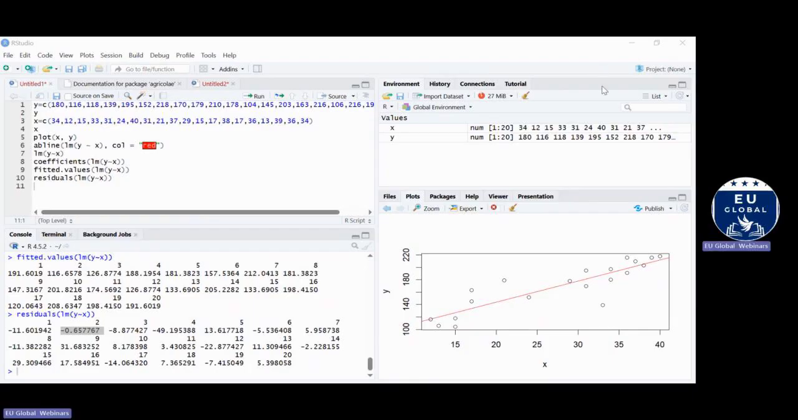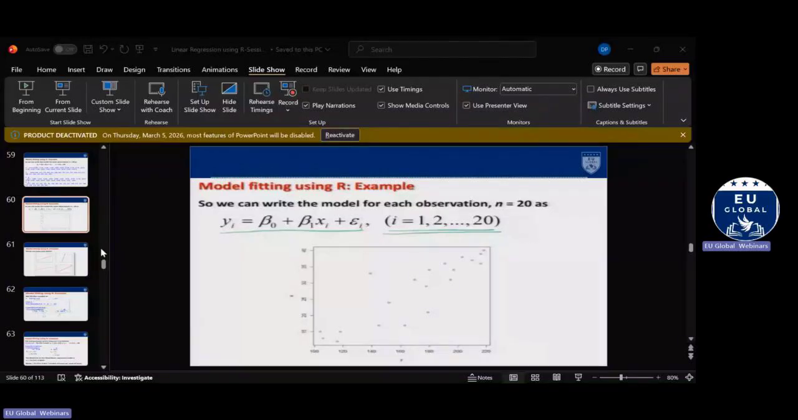So this was all about the R commands that you have to know in order to understand linear regression. Here we will be talking about model fitting using R. We write the model y is equal to b naught plus beta 1 xi plus epsilon. When you write plot xy, this is the first thing you get: all the scattered points drawn between y and x. Y is the dependent variable and x is the independent variable.